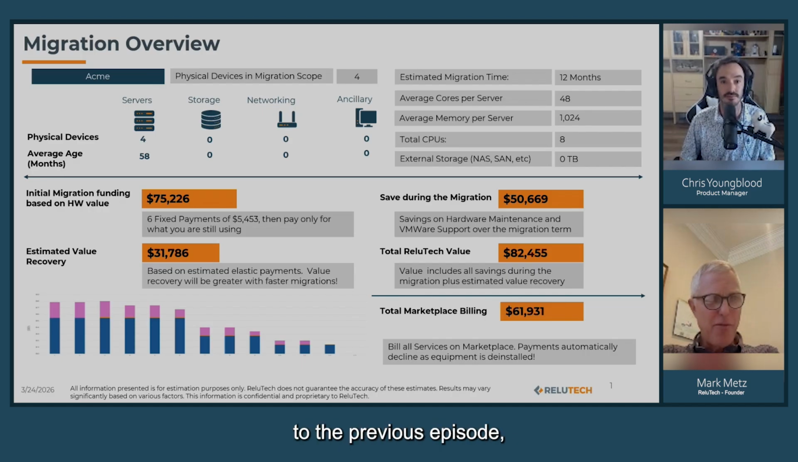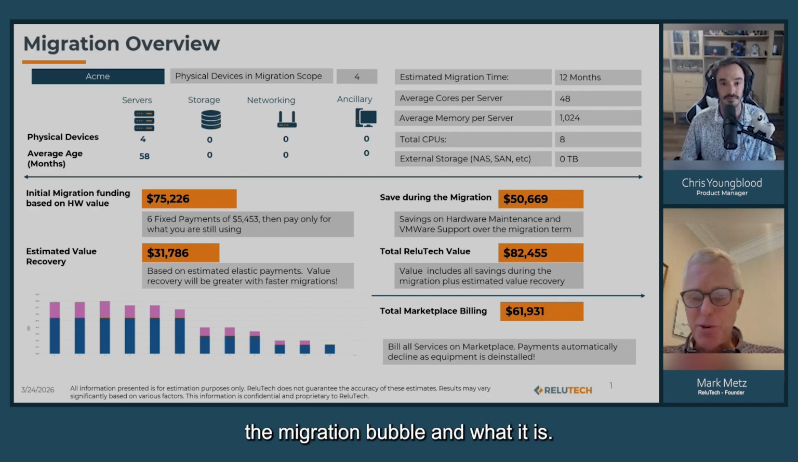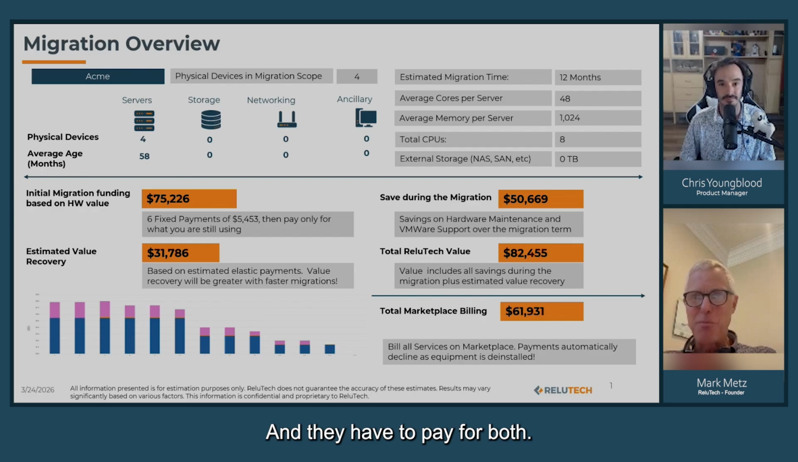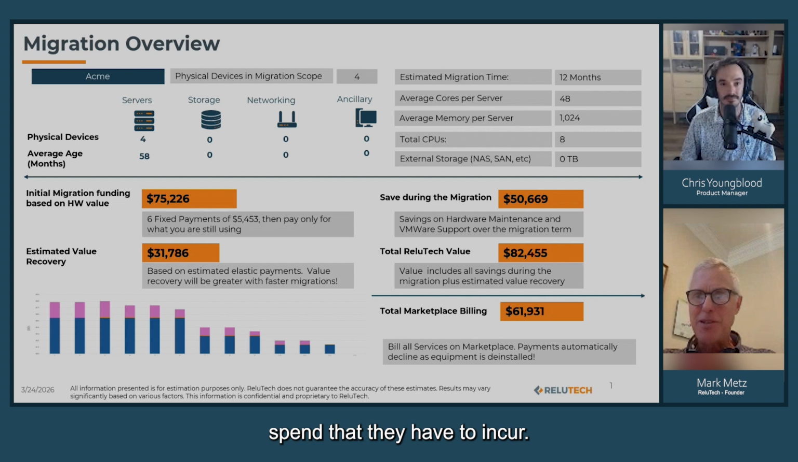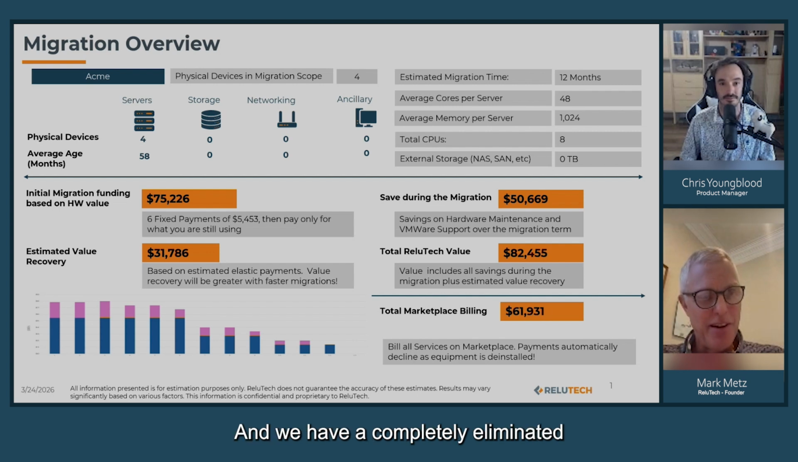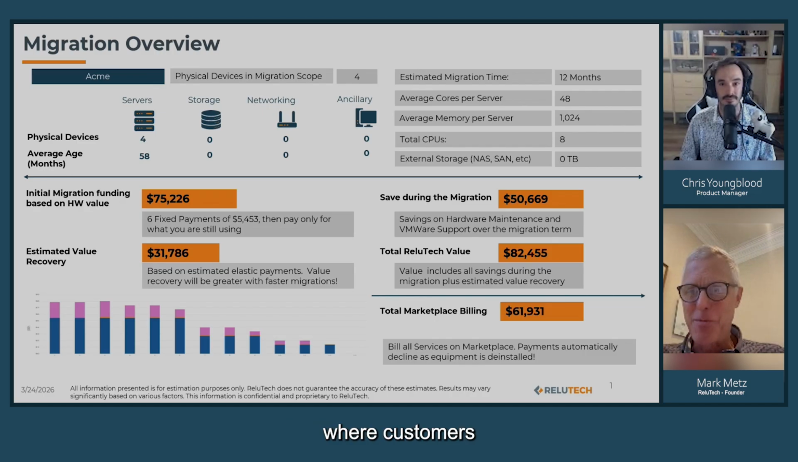Yeah, absolutely. And if you didn't listen to the previous episode, we talked a little bit about the migration bubble and what it is. It's basically that customers migrating are paying double because they have assets in their data center and now they have assets in the cloud and they have to pay for both. This migration bubble is that amount of extra spend that they have to incur. And we have completely eliminated that bubble in some cases where customers can start their migration and they start saving money right away. And the CFOs never complained about those situations, not once.